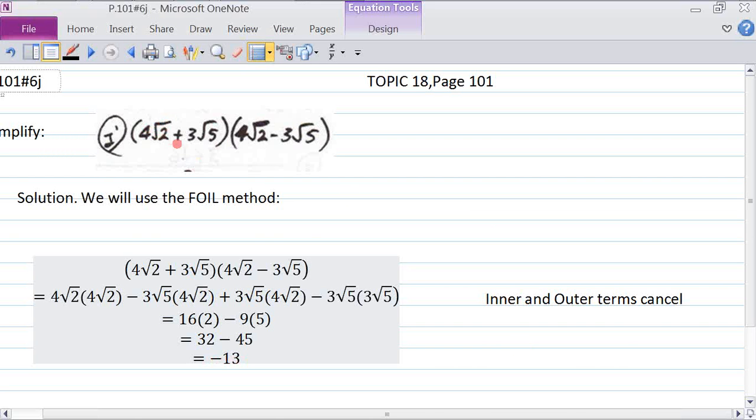Now, when you do this problem, if you realize that the inner and outer cancel, you can just write this part in and this part in. You don't need to do this as long as you're sure that the inner and outer cancel. How do you know? Well, this term and this term have to be identical, and this term and this term have to be identical. And if that's the case, you don't have to worry about the inner and outer terms as long as one is plus and one is minus.